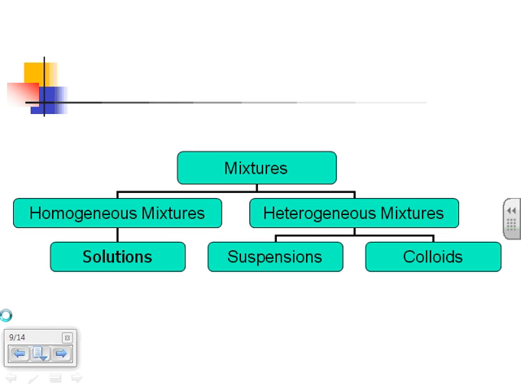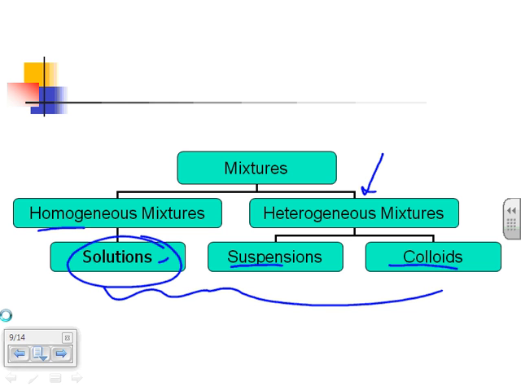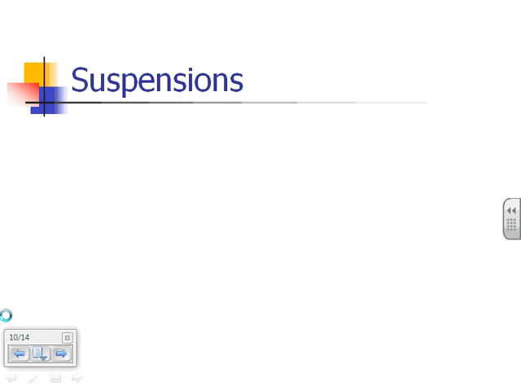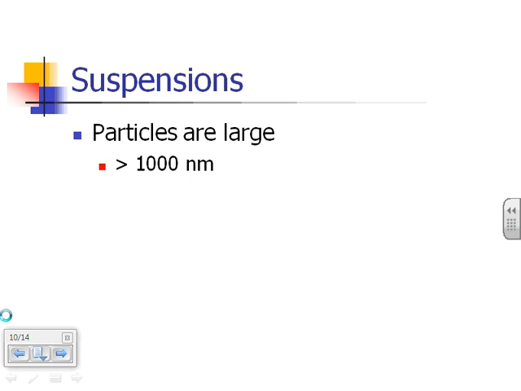So far up to this point, we've been covering the homogeneous mixtures, solutions. Now we're going to take a quick look at the heterogeneous mixtures. We're going to be looking at suspensions and colloids. Actually, we're going to be looking at all 3, comparing and contrasting the 3 types of mixtures. Let's take a look at suspensions. Suspensions are the largest particles. We're going to be looking at these 3 in comparison with their size first.